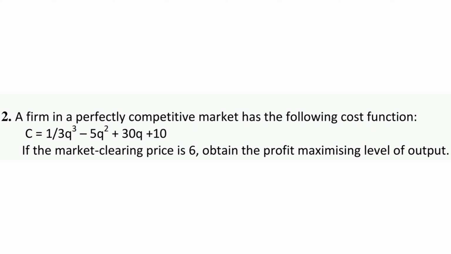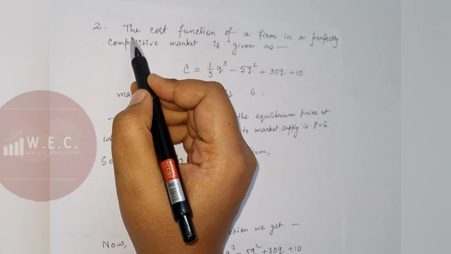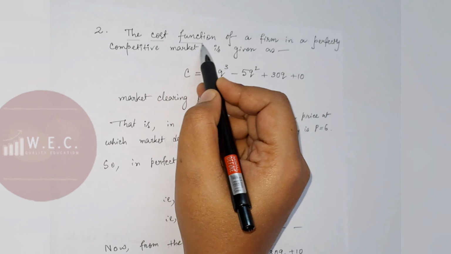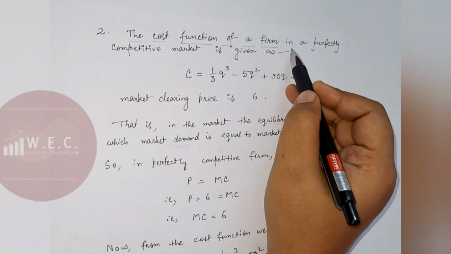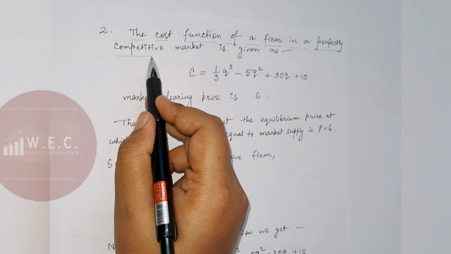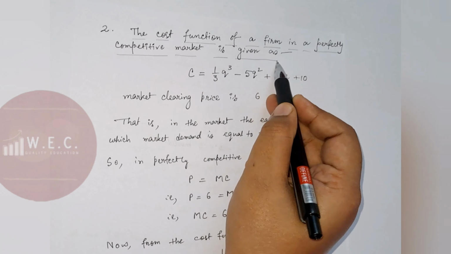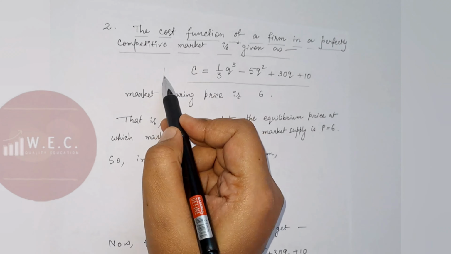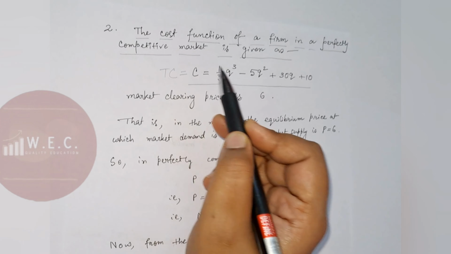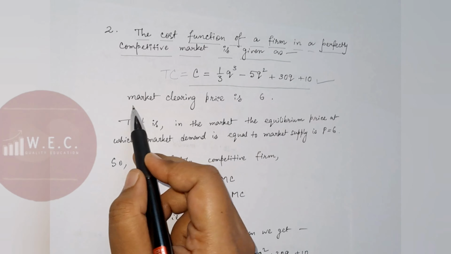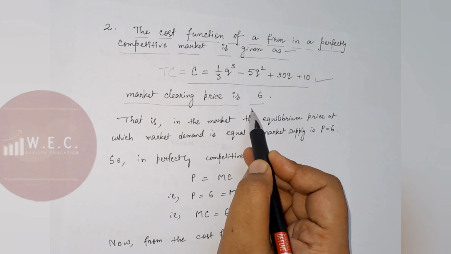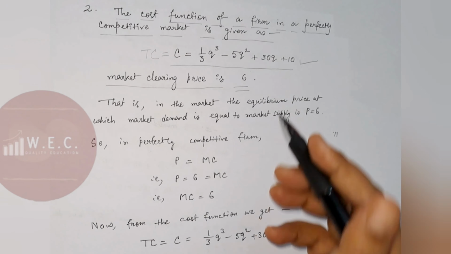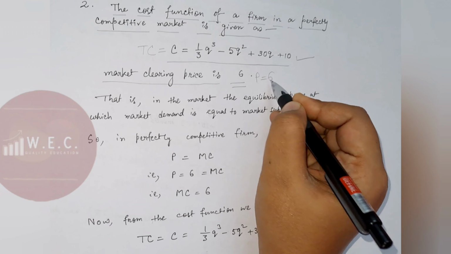Please see the question. I am going to solve this question in this video. What is given here is the cost function of a firm in a perfectly competitive market. The cost function is given as C equals 1/3 q cubed minus 5q squared plus 30q plus 10, and the market clearing price is given as 6, that is P equals 6.